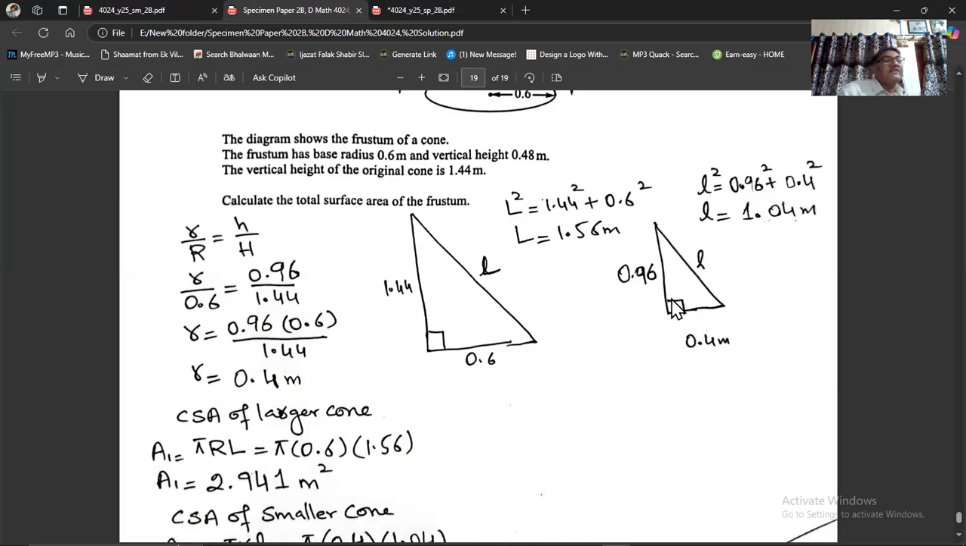Then I will find the slant height for the small cone which has been removed. Its height is 0.96, its base radius is 0.4, and its slant height is small l. So l squared will be equal to 0.96 squared plus 0.4 squared. Take the square root of this answer and you will get 1.04. So the slant height is 1.04.